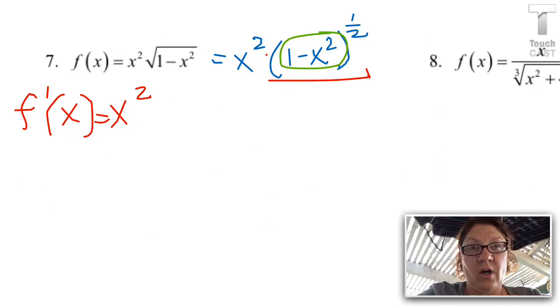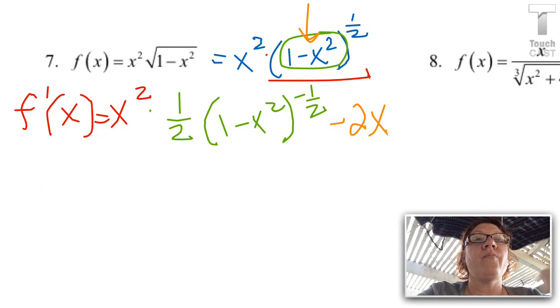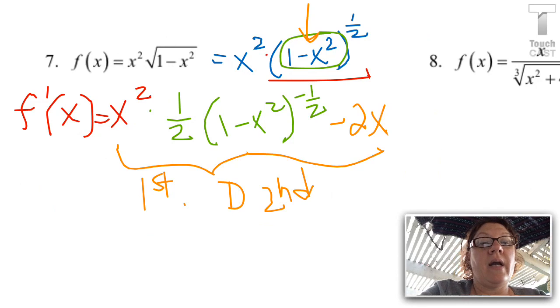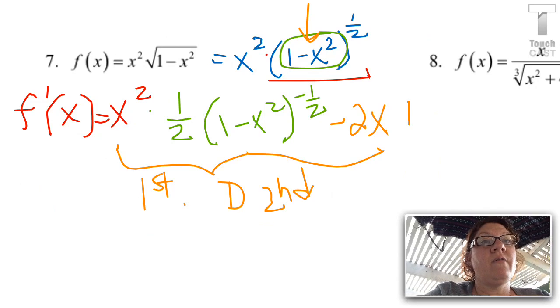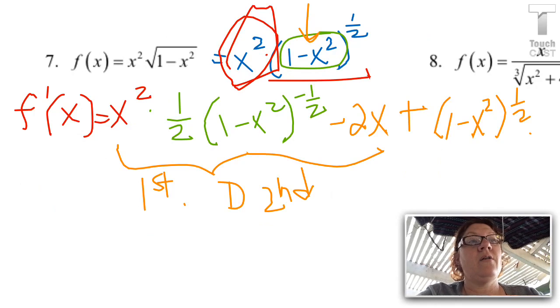So I'm going to start with the shell, and I'll power down that shell. So now it's to the negative 1/2. And then I have to take the derivative inside that shell, which is negative 2x. All of this was first times derivative of the second. Now I have to do the second times derivative of the first. So of course the second was the 1 minus x squared to the 1/2. And the derivative of the first, back here, is 2x.